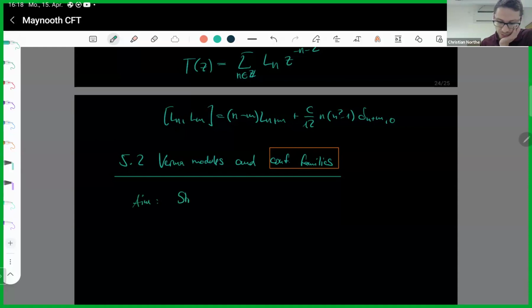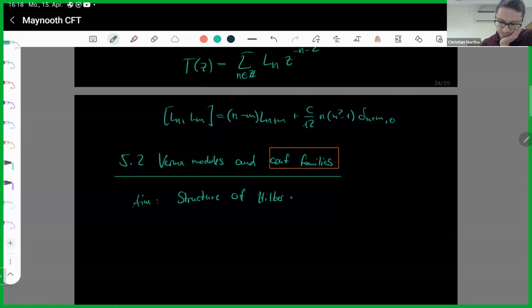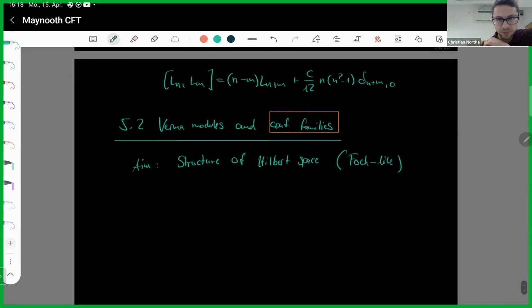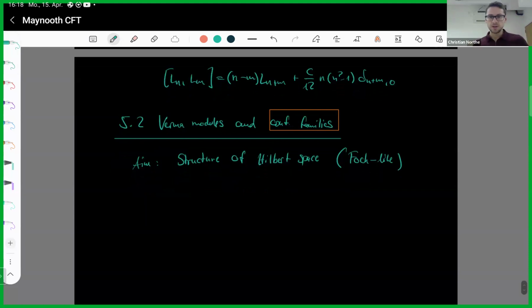So the aim here is the structure of Hilbert space. And it's going to be Fock-like. Let's just work a bit with what we already have. So we have global conformal invariance.